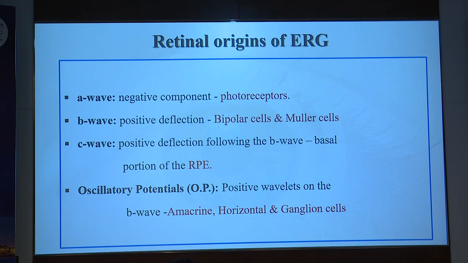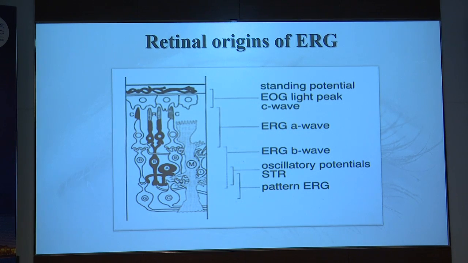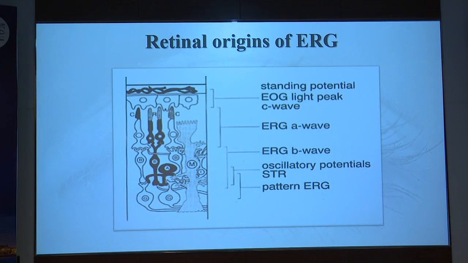We get a few oscillatory potentials, which are the positive wavelets on the B wave, which come from amacrine, horizontal, and ganglion cells. This is a diagrammatic representation that you can see. The EOG is the C wave that comes from the RPE, and the ERG is from the rods and cones. The A wave is from rods and cones, the B wave is from the bipolar cells, and oscillatory potentials are from the amacrine cells.